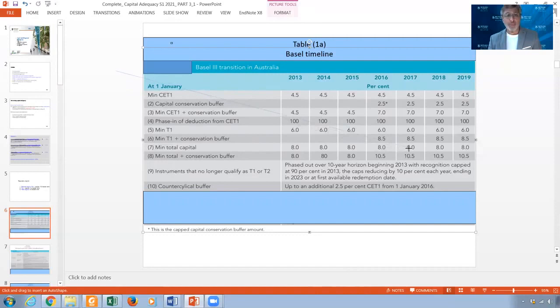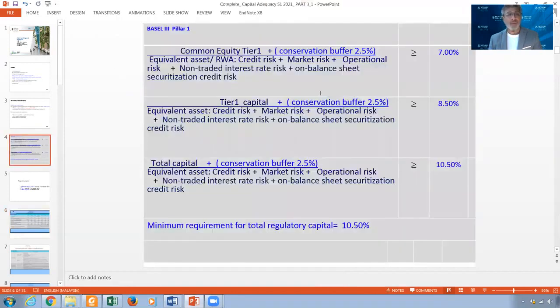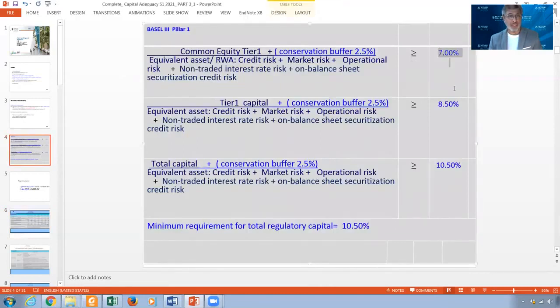It was up to here, 2016, I told you 8%. We add the buffer, which is 2.5, and it becomes 10.5. As you can see here, we are talking about things coming after 2016, which is the current one. So according to this table, yes, we should have at least 7%, at least 8.5%, and at least 10.5% for the total capital.